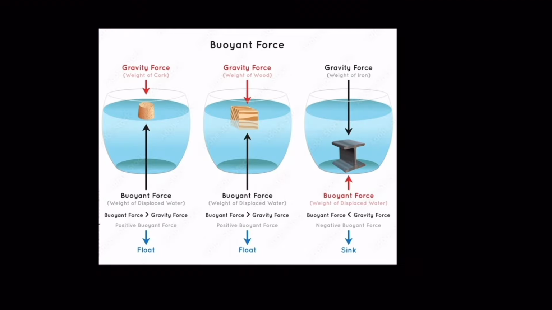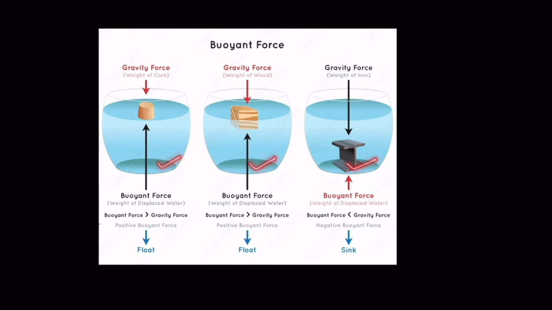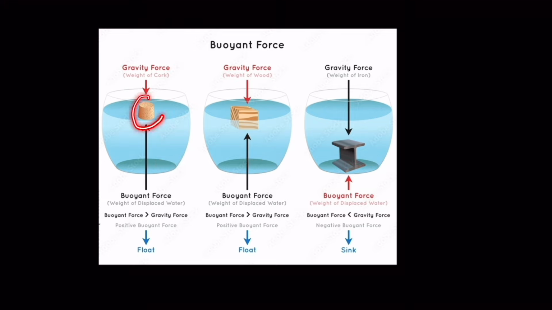Let's understand with a simple figure. In this figure we have three different cases. In the first figure we took a cork, second we took wood, and third here is iron. The cork is floating on the surface. The cork wants to go down because of the gravitational force, which is the weight of the body, but an upward force is acting on it due to the buoyant force. When this buoyant force is greater than the gravitational force, the body will float on the surface.